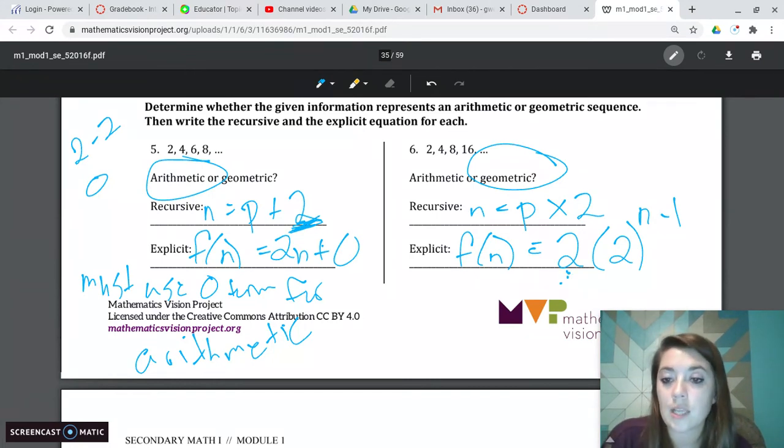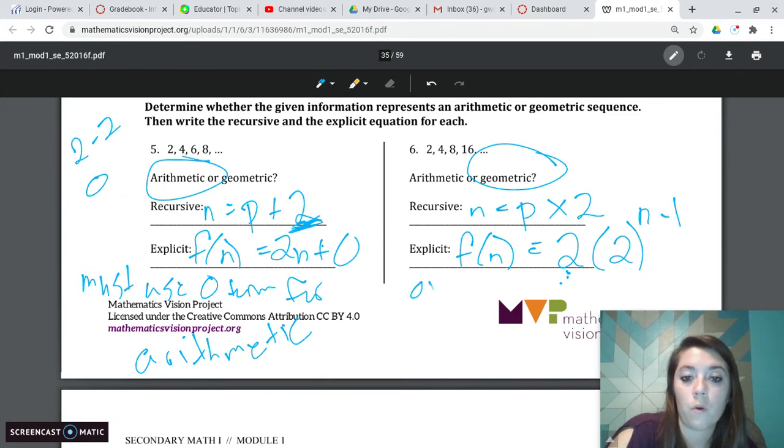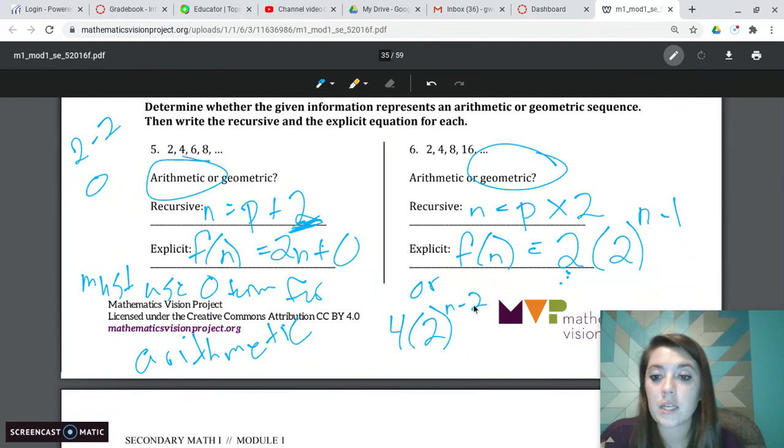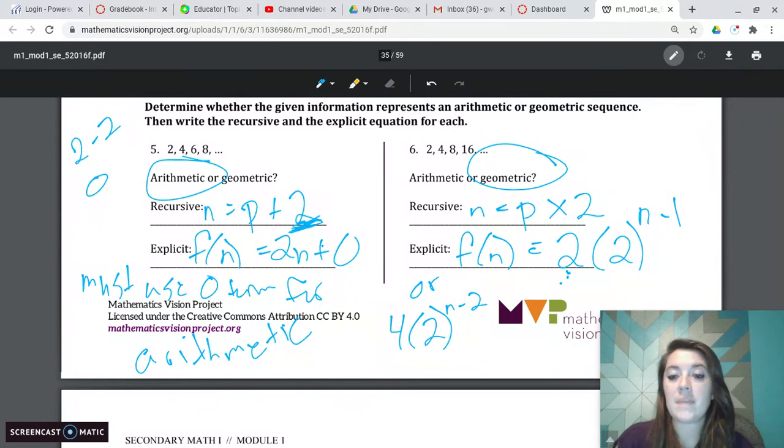If I would have used the second term, it would be times 2 to the n minus 2. Whatever term you use is going to alter your exponent to look as such. So if you're using the second term, it's minus 2. If you're using the third term, it's minus 3, and so on and so forth. If you're using the 100th term, guess what? It's n minus 100. So be super careful with that. I know I've seen some definite confusion on that for some of you as you were working on the previous assignments last week. So be careful.